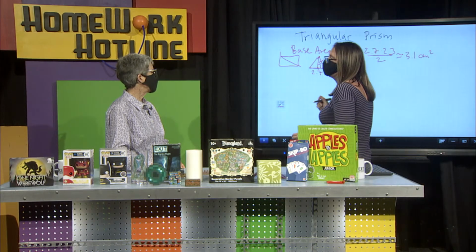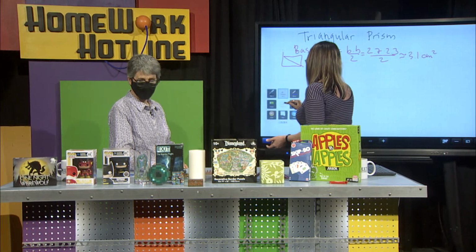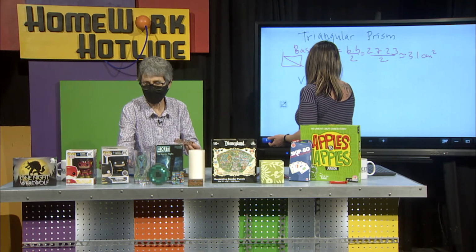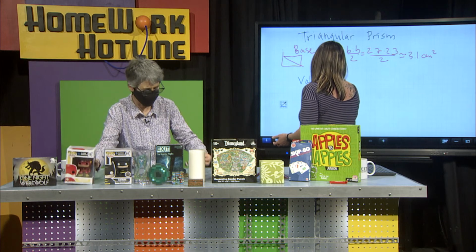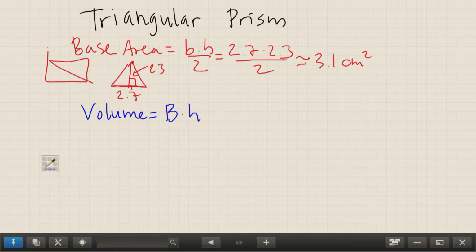Much less than our first box. So now we're going to do our 2 things. First we'll start with volume. Compare the 2 of these. Volume is going to be our base area times height, and our base area is about 3.1 centimeters squared. So I get to measure the height of this, which is really this thing, right? Okay, cool.